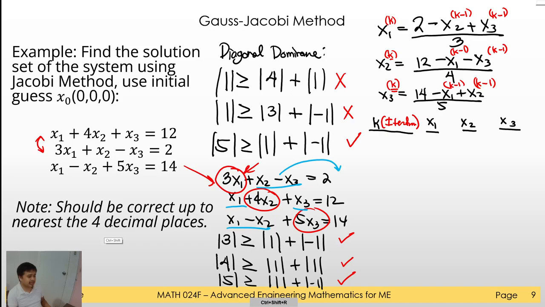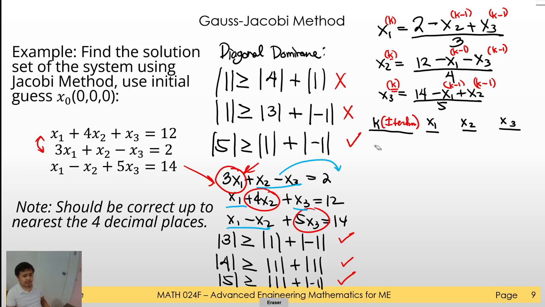And let's just do this anyways now. It tells us that it should be correct up to 4 decimal places. So let's see what we can do. This will be a long one, guys. For k is equal to 0, so the initial, actually the k is equal to 1. So first iteration, I think it should be k plus 1, or k minus 1. Anyways.